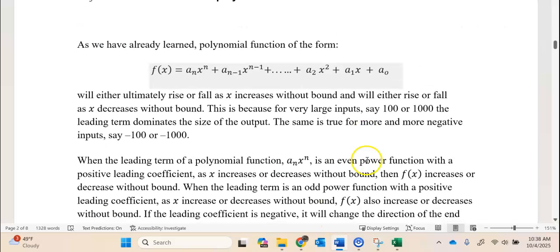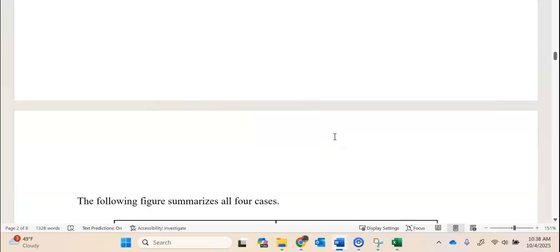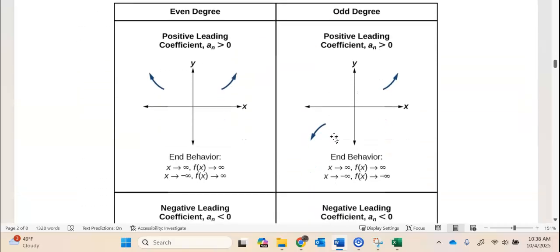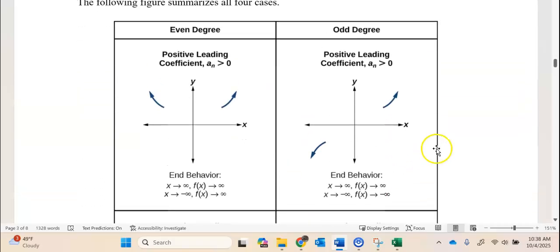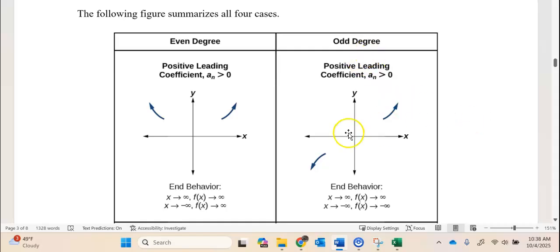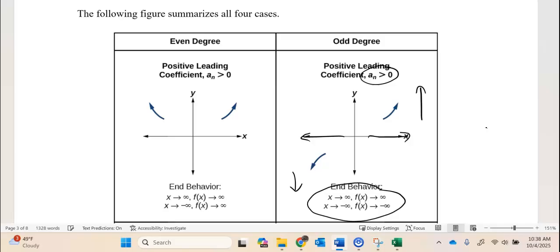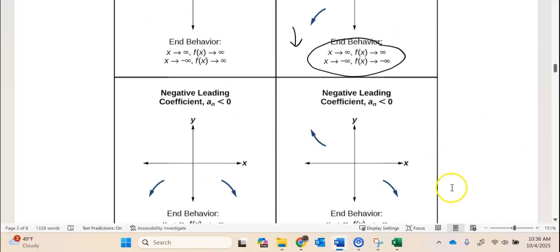Okay, end behavior is important. I'm going to skip right to the graph of this. If I have an odd function and the leading term is positive, it's always going to do this at the end. And this is how we write end behavior. As x goes to infinity, y goes to infinity. As x goes to negative infinity, y goes to negative infinity. If the leading coefficient is negative, it just flips that upside down.